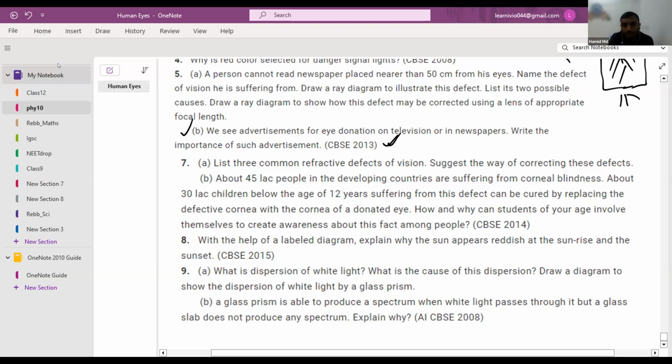About 45 lakh people in developing countries are suffering from corneal blindness. About 30 lakh children below the age of 12 are suffering from this defect. This defect can be cured by replacing the defective cornea with the cornea of a donated eye. How and why can a student of your age involve themselves to create awareness about this fact among the people? This is from 2014.